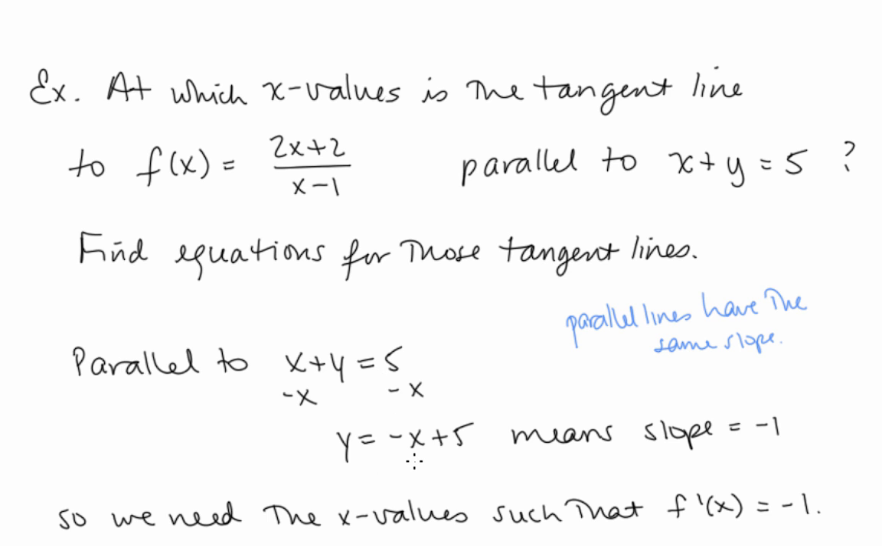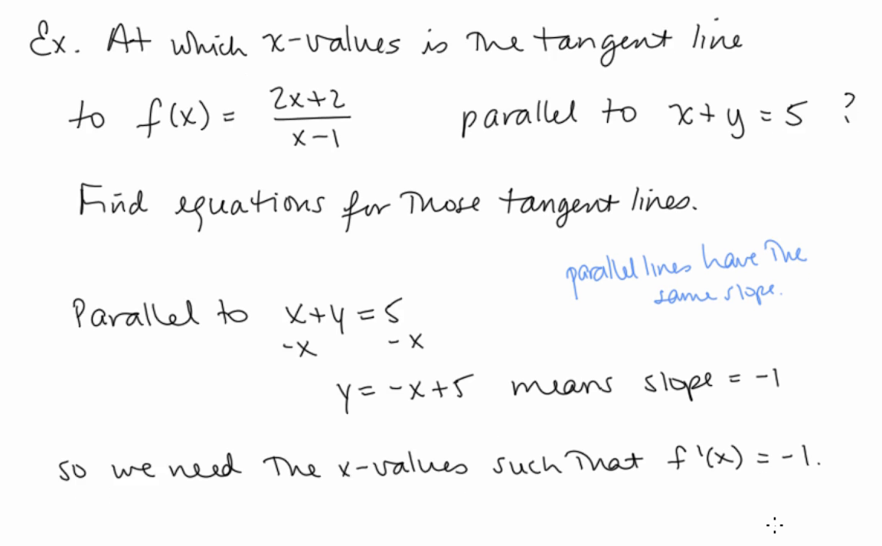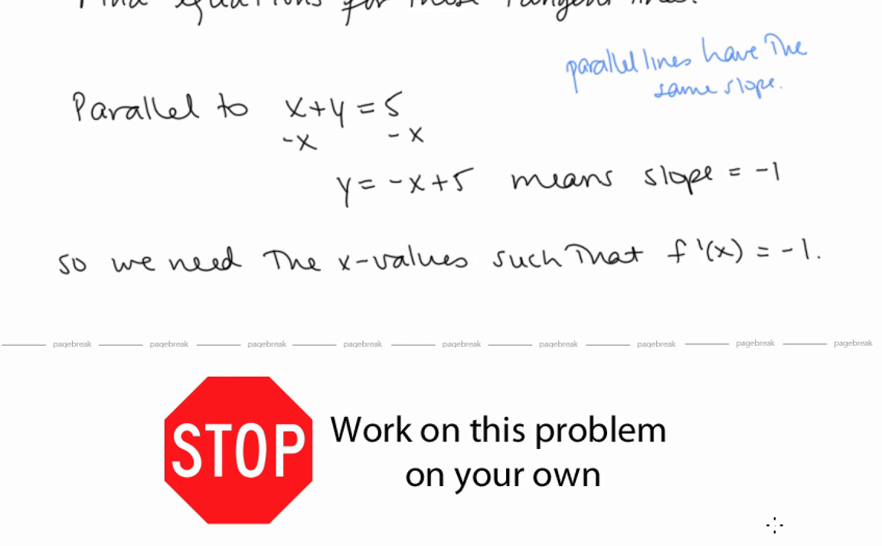y is equal to negative x plus 5. That tells us the slope is equal to negative 1. So we're trying to find the x values for which this function has a slope of negative 1. That means we're trying to find the x values for which f prime of x is equal to negative 1. So let's find f prime and let's set it equal to negative 1. Please pause the video and work on that.